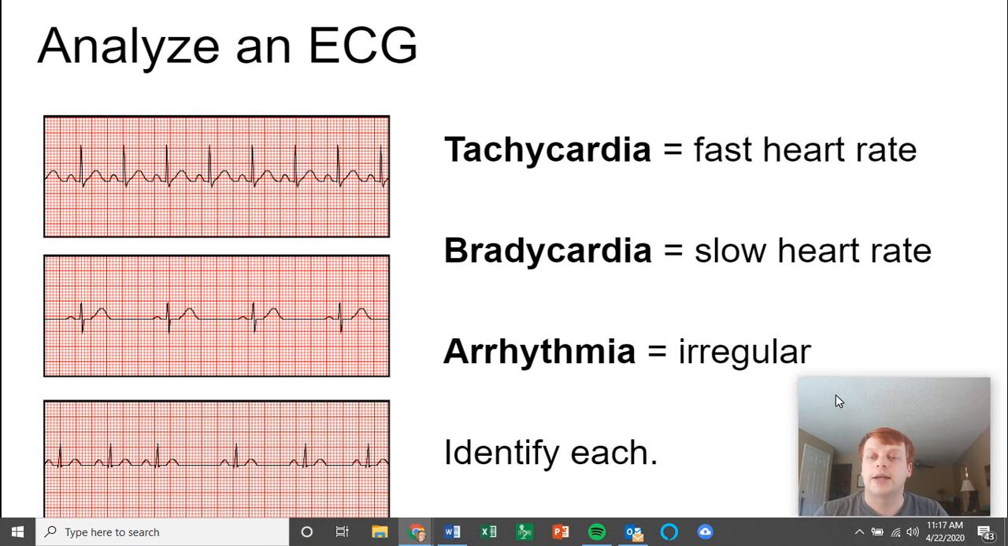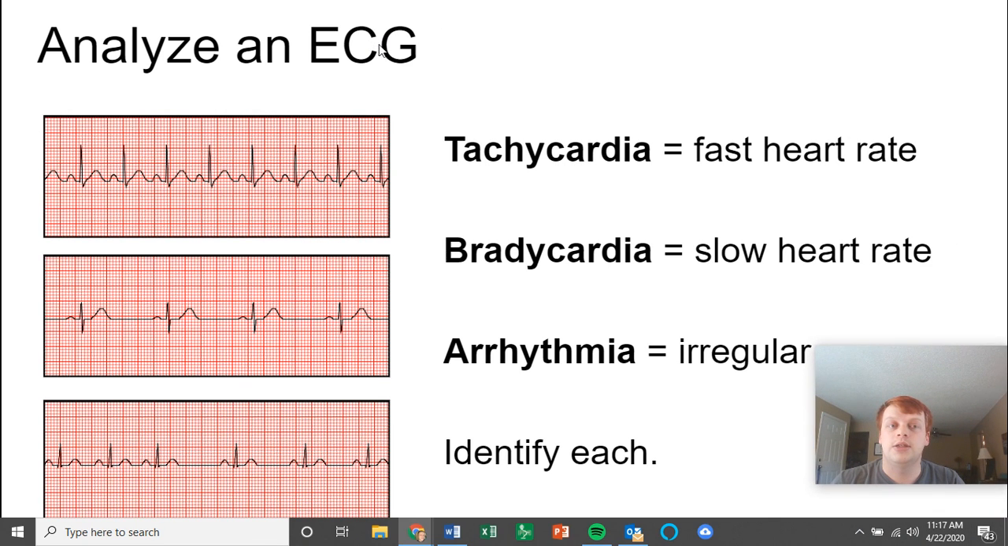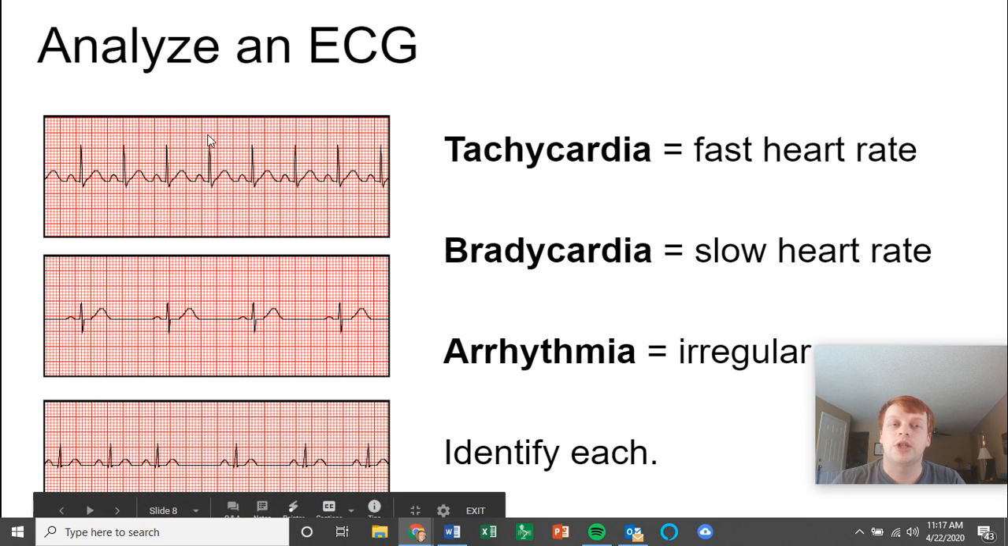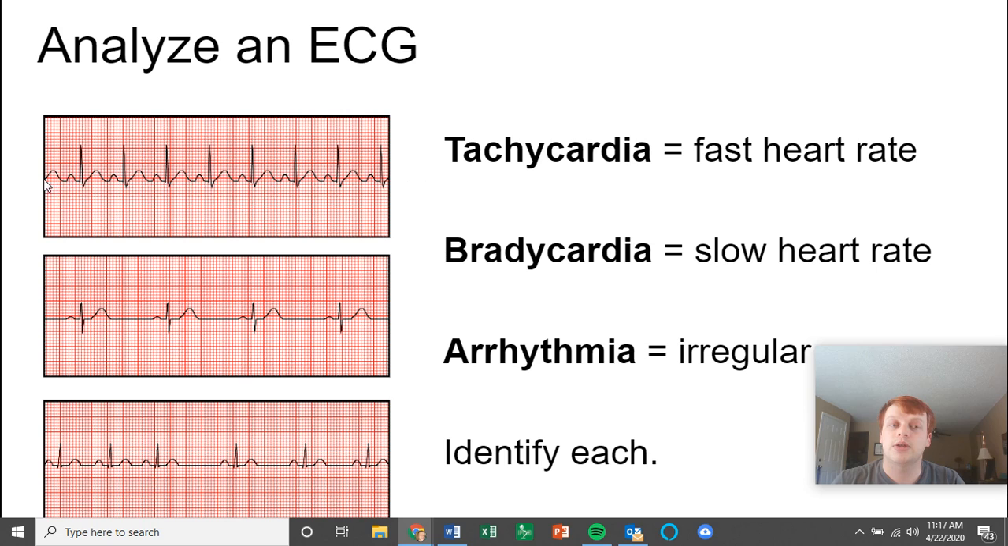I do want to give you a little bit of practice analyzing these ECG results. On the left, we've got 3 electrocardiogram results. In general, they'll do a 6-second strip to see how the heart is functioning. They'll measure for 6 seconds the different electrical impulses in the heart, and it produces these charts here. There are 3 types of malfunctions that are pretty common that can be caught with an ECG. The first is tachycardia, which is when the heart rate is fast, bradycardia, which is when it's slow, and then arrhythmia, which is when it is irregular.